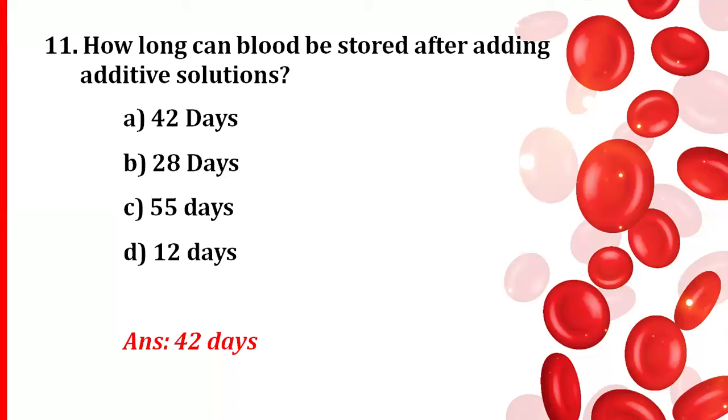So what are the additive solutions? They replace the nutrients which are lost when the plasma is removed from the red blood cells. So these nutrients are replaced by the additive solutions. When we add these additive solutions, the storage time is increased from 35 days to 42 days. What are the two solutions we add? Adsol and Optisol. They consist of adenine, glucose, saline, and mannitol.